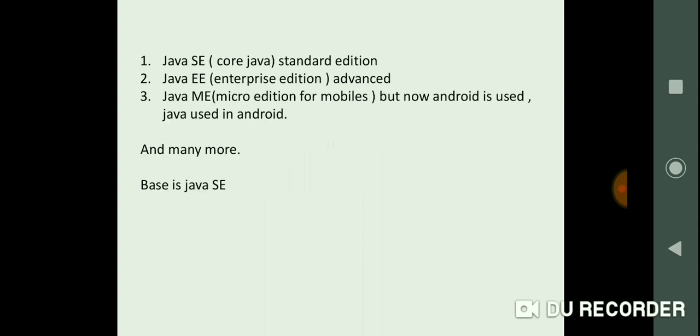Right. So there are different versions like Java SE, that is core Java standard edition, Java EE, that is enterprise edition advanced, Java ME, that is micro edition for mobiles. Nowadays we use Android, but Java is also used in Android and many more. The base for Java is Java SE. Yes.